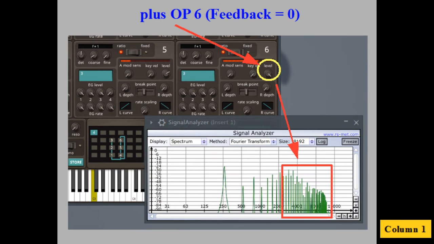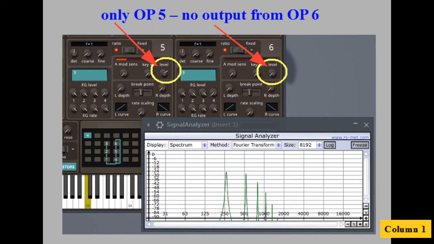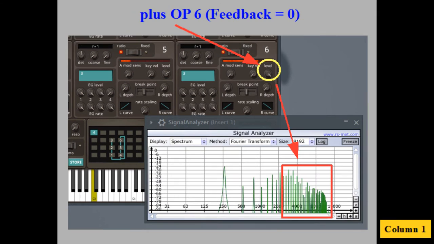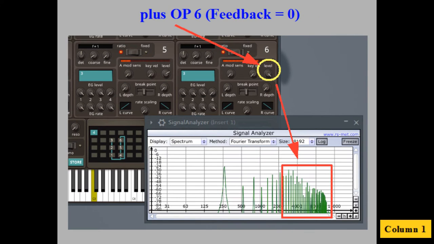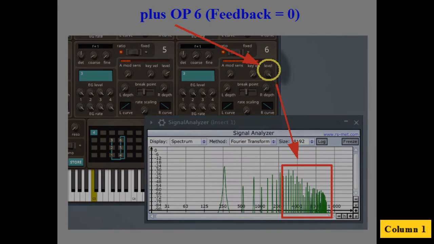Turning down the output level of operator 6 makes the noise already vanish at high levels, whereas the influence of operator 5 on the noise aspect is remarkably lower, and even with quite low output levels of operator 5 we get noise as long as operator 6 is turned up.